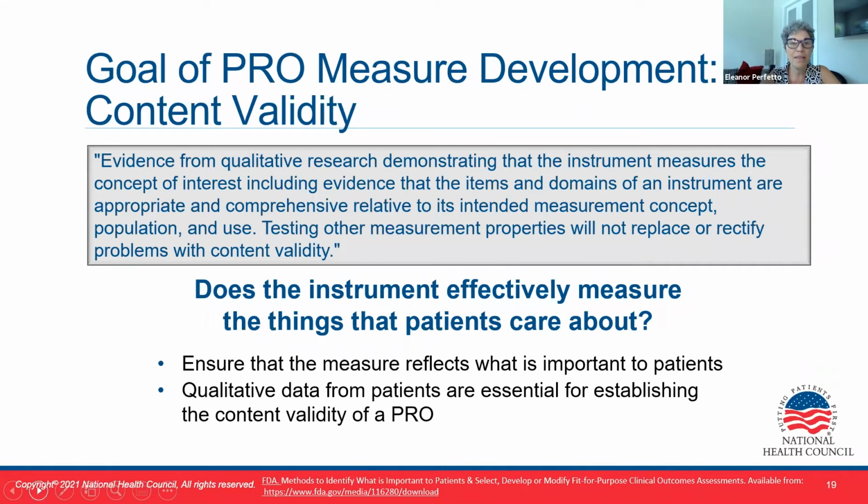In the little gray box at the top is really more of the FDA's language about this topic. It talks about, does the instrument effectively measure the things that patients care about? That's essentially what that little box is asking. Does the patient-reported outcome measure, that instrument, that tool that's being used, effectively measure the things that patients care about? We need to ensure that the measure does reflect what's important to patients and that qualitative data are essential for establishing that content validity of the PRO. Next slide, please.